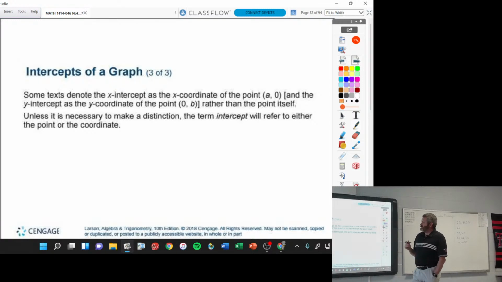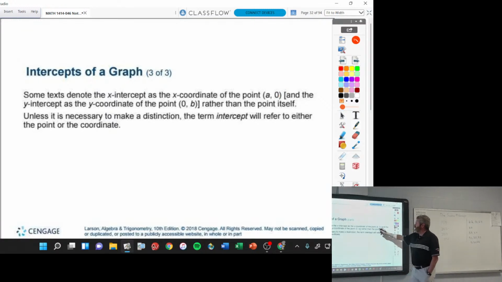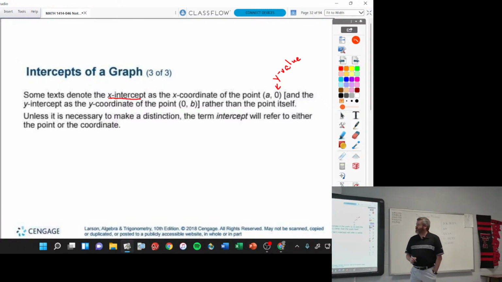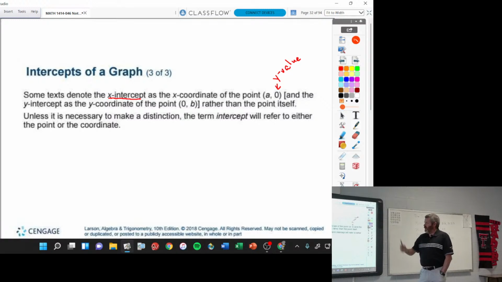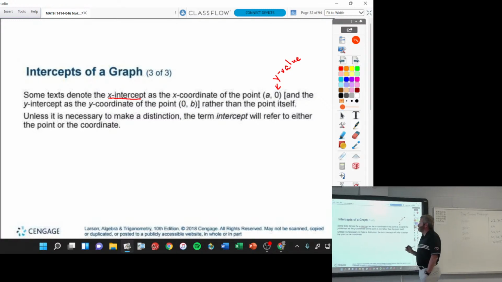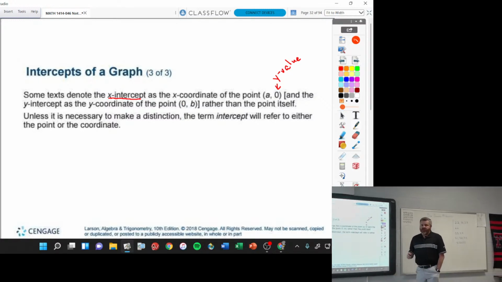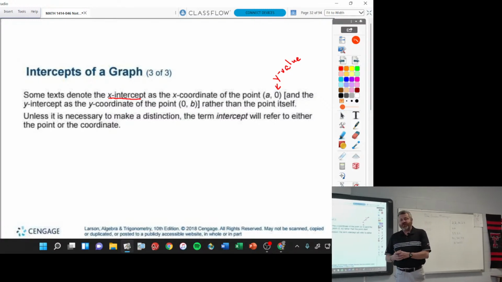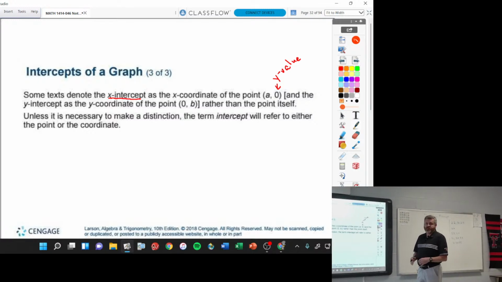Some texts denote the x-intercept as the x-coordinate of the point (a, 0). So again, I want to point out that at the x-intercept, that y value right there is 0. So again, to find the x-intercept, y is 0. Flip that around, to find the y-intercept, you'll see that the x value is in fact 0. Unless we really have to say we're specifically talking about the x-intercept or specifically talking about the y-intercept, if I just want to know, hey, what are the intercepts? I'm actually asking for all of them.